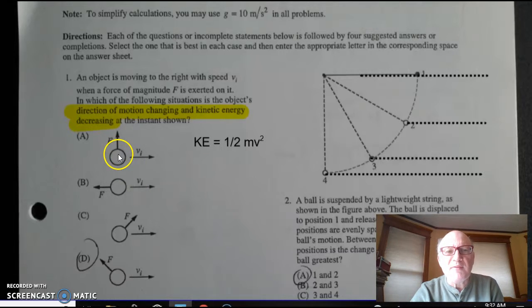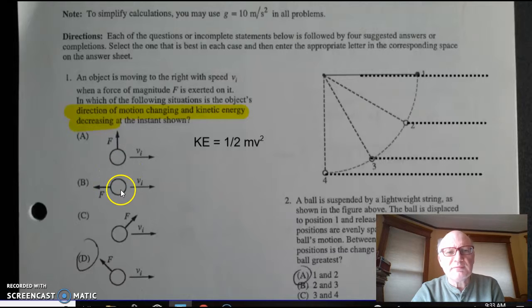In the first case, if there's a force upward and the ball is moving to the right, then because there's a right angle here, the vertical component of this force won't be able to change the horizontal component here. So this VI will continue unchanged. And so the kinetic energy, which is 1/2 mv squared, will be the same, but the direction will definitely change. It'll be pushed, say, upward, and this object will move in some sort of diagonal motion as long as this force is applied.